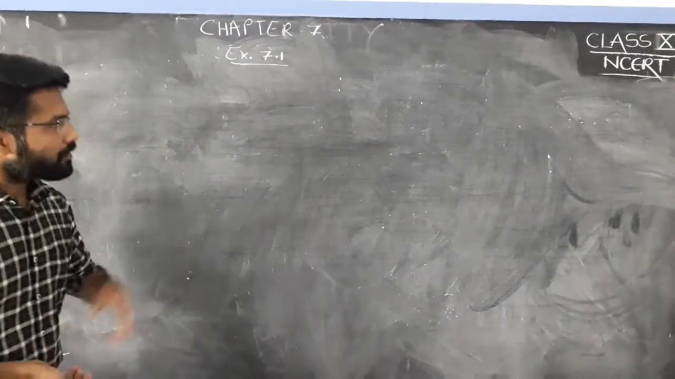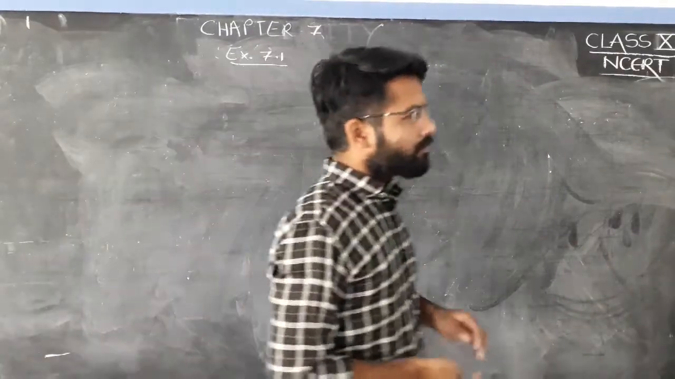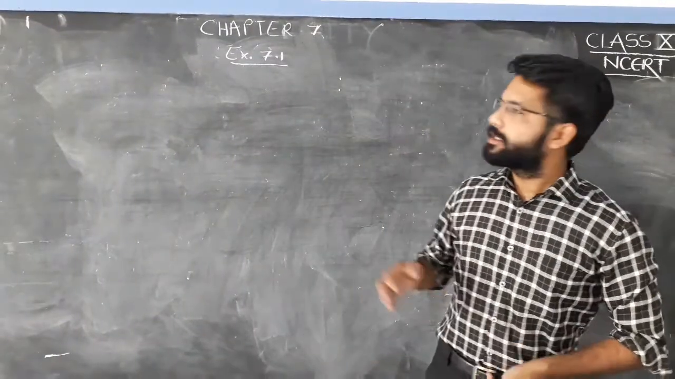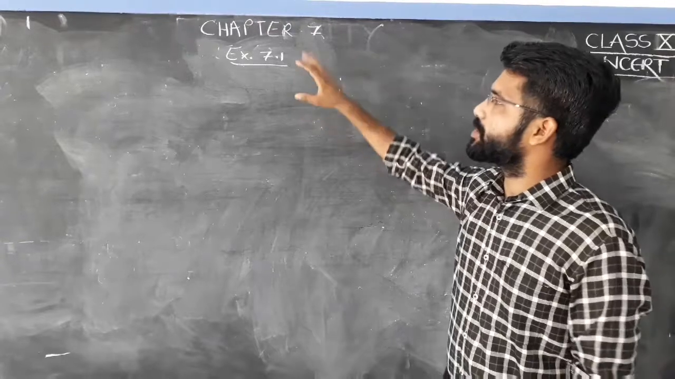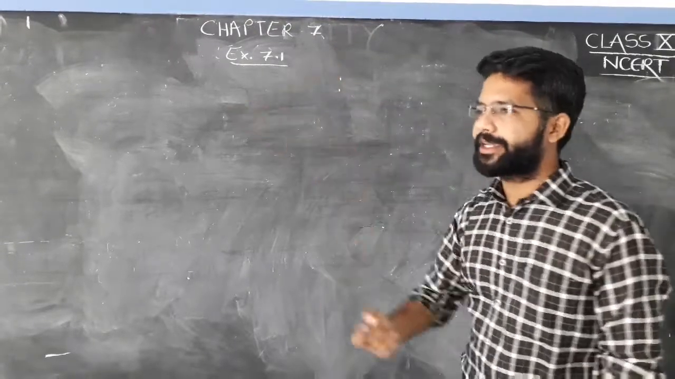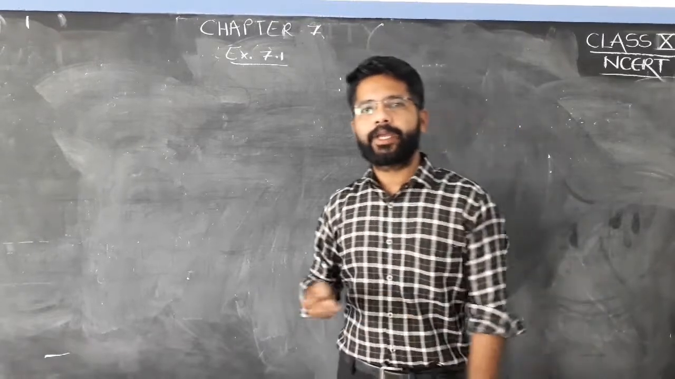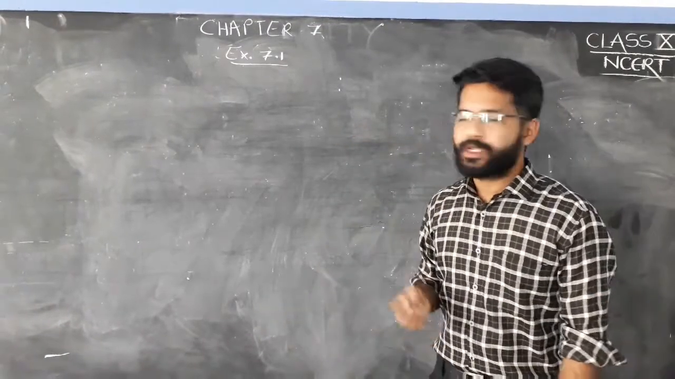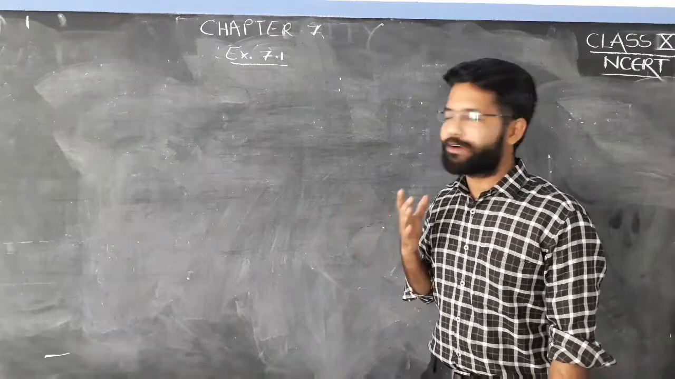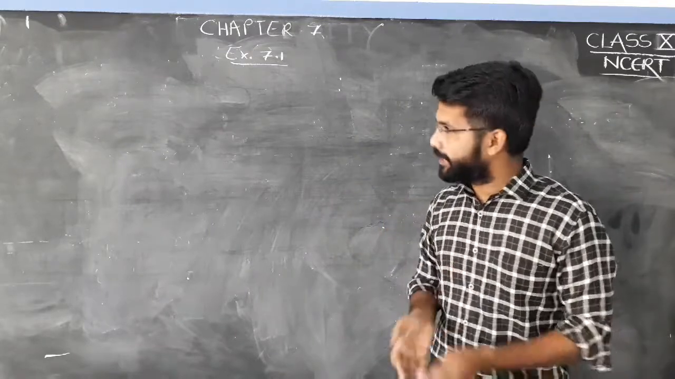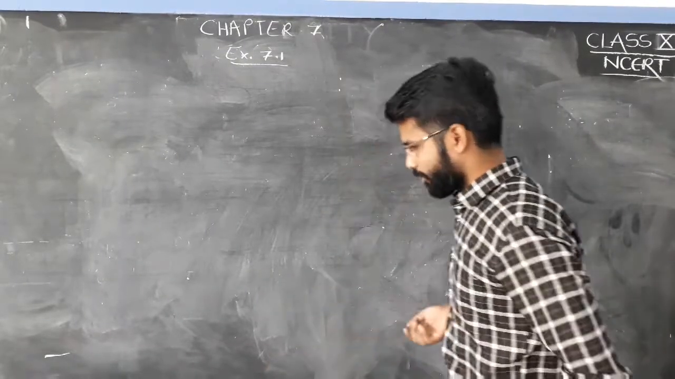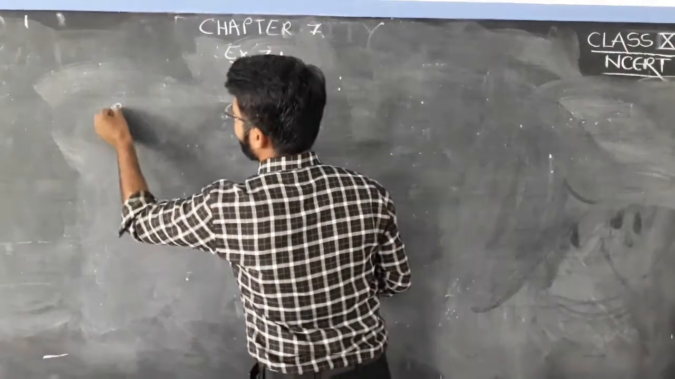Further we'll discuss further explanation of the coordinate geometry here. In the 7th chapter we will be discussing the distance formula and the section formula. In exercise 7.1 we have to discuss the distance formula. So what is the distance formula?